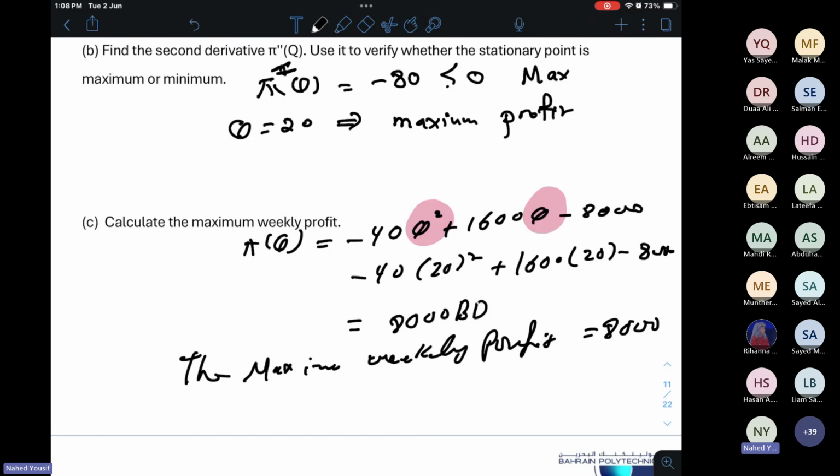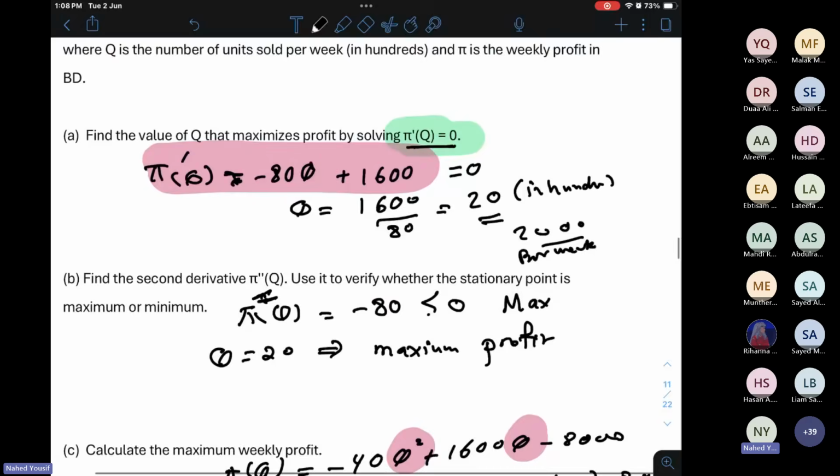Okay, BD. That's all for question 1. I think it's clear. Any question regarding question 1?